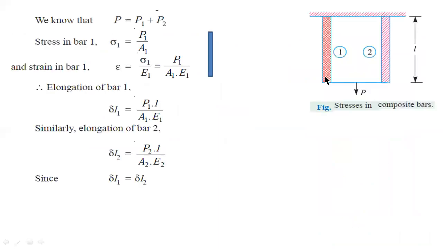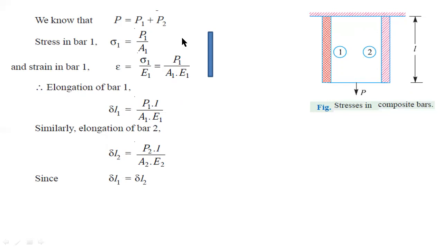Now, as we have already discussed in the previous slide, the total load P is the total load acting on the composite bar. Then the total load P equals the load carried by the bar 1 plus the load carried by the bar 2. So the total load P equals P1 plus P2. P1 is the load acting on the bar 1, P2 is the load acting on the bar 2.